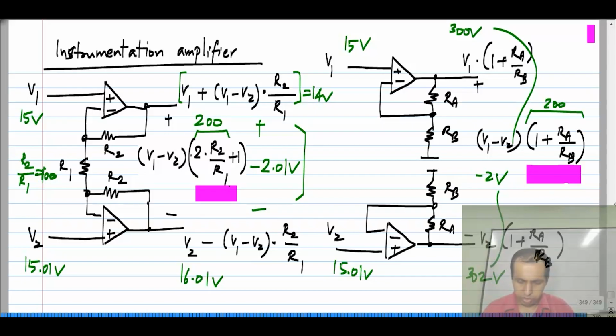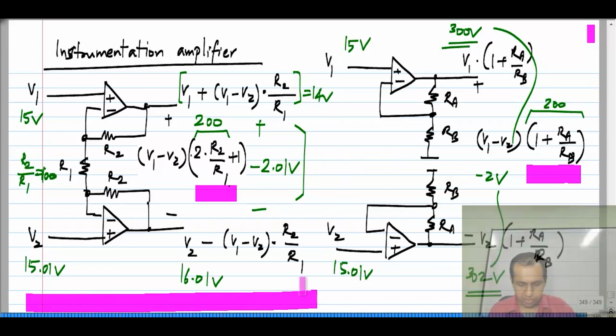but the individual voltages are much higher in this case. In fact, this is completely impractical. If you have op amps with, let us say, 20 volt power supply, you cannot have a 300 volt output. This we will see later, but you can see that this 300 volts is too high and this 302 volts is also too high. Two separate amplifiers like this individually amplify V1 and V2, whereas an instrumentation amplifier like this does not amplify the individual voltages much. V1 comes out as it is, V2 comes out as it is. What gets amplified is only the difference.